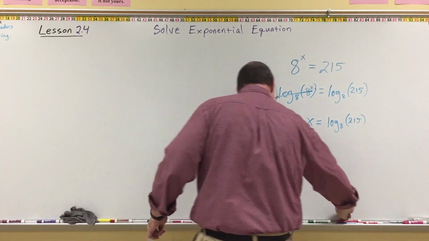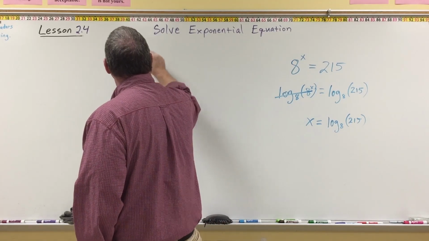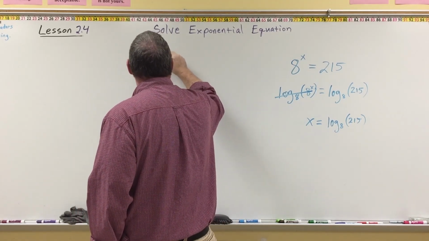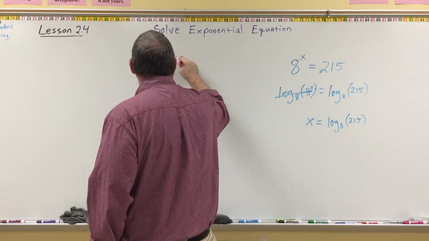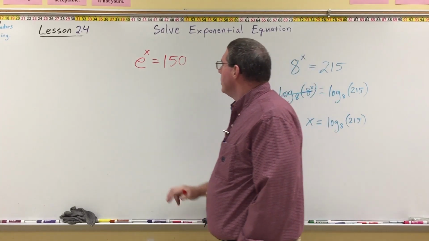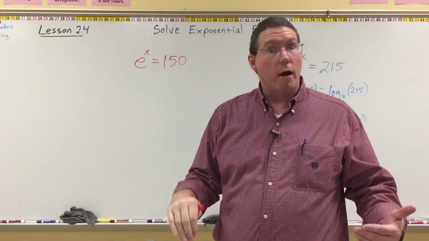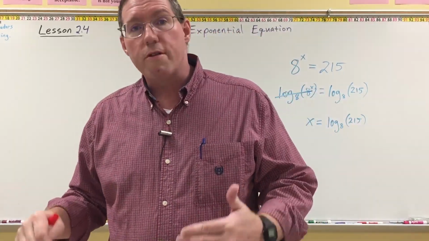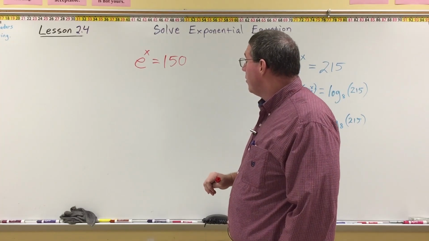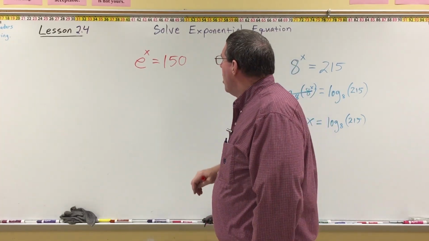Let's say we did one like this. Let's say we did e to the x power is equal to 150. Okay, so e to the x power is equal to 150. Now, to cancel e, remember, e is a mathematical constant that is approximately equal to 2.71828, and it goes on like pi, the decimals go on to eternity, but it's about 2.72.